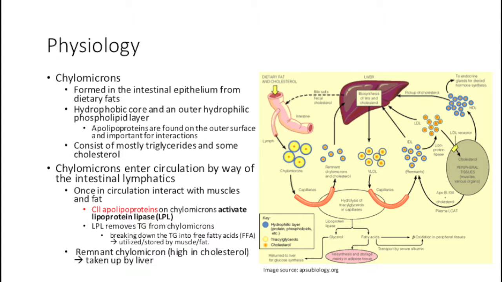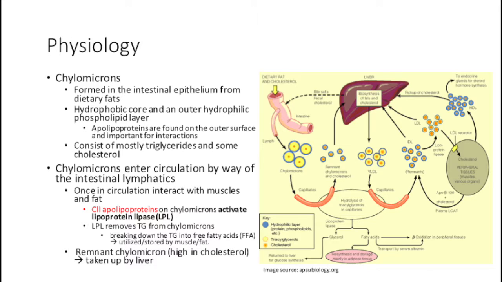So chylomicrons are formed in the intestinal epithelium from dietary fats. They have hydrophobic cores and an outer hydrophilic phospholipid layer. Apolipoproteins are found on the outer surface and are important for interactions with various cellular components. They consist of mostly triglycerides and have some cholesterol as well. Chylomicrons enter systemic circulation by way of intestinal lymphatics, and once in circulation they interact with muscles and fats.